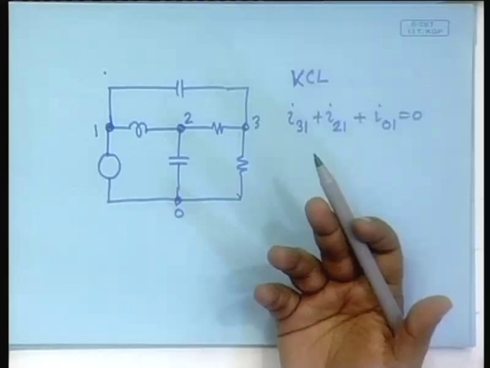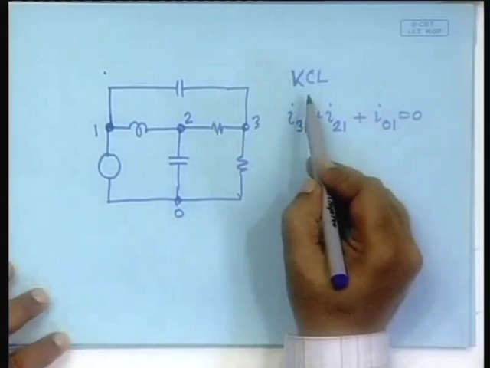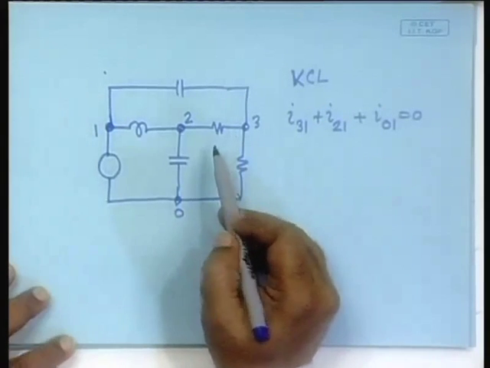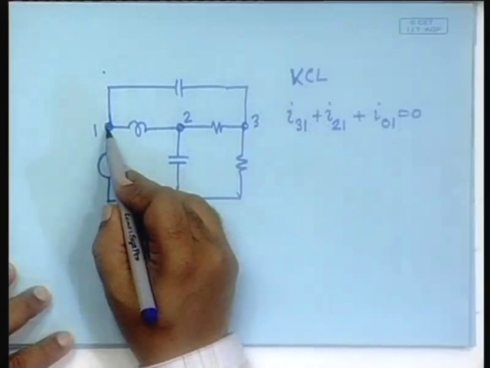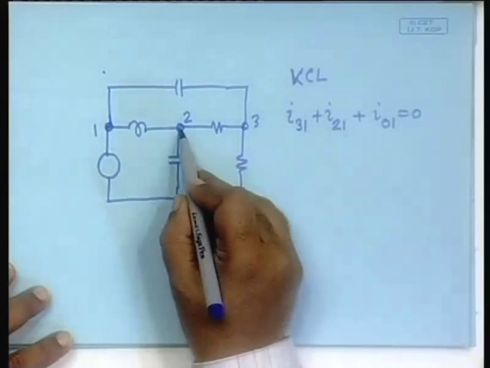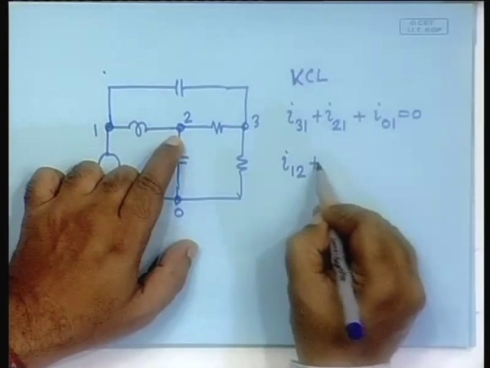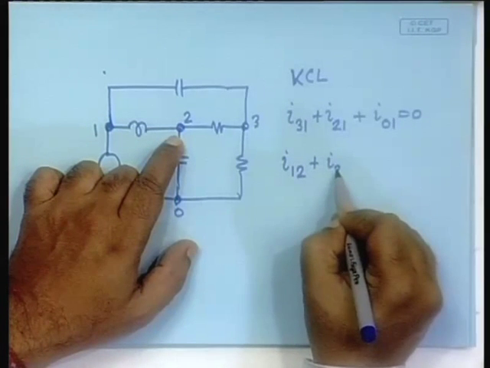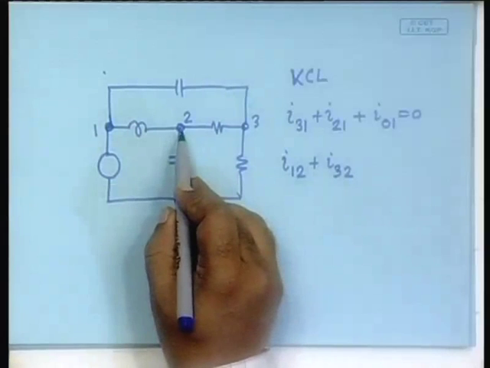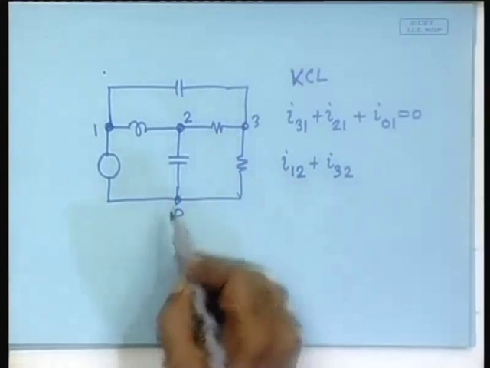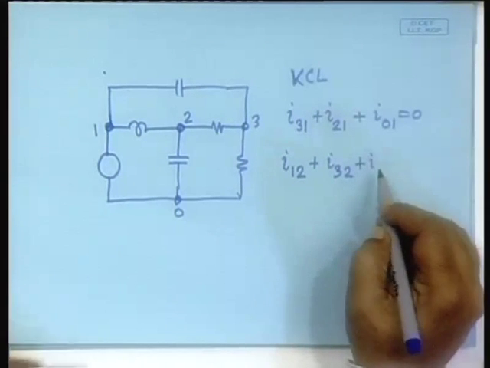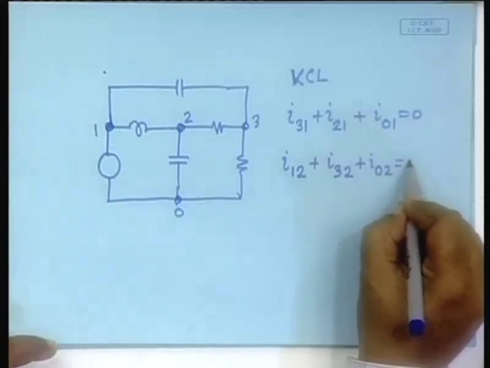So, I can write similarly the KCL equations, that is for node 1. I can also write for node 2: I12 plus I32, not 23, 32, plus I02 is equal to 0.